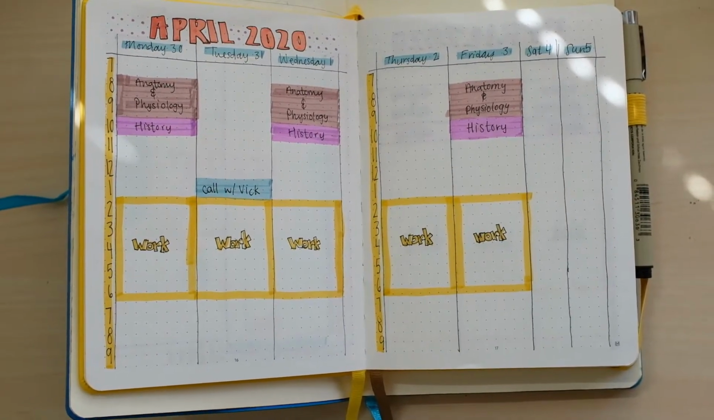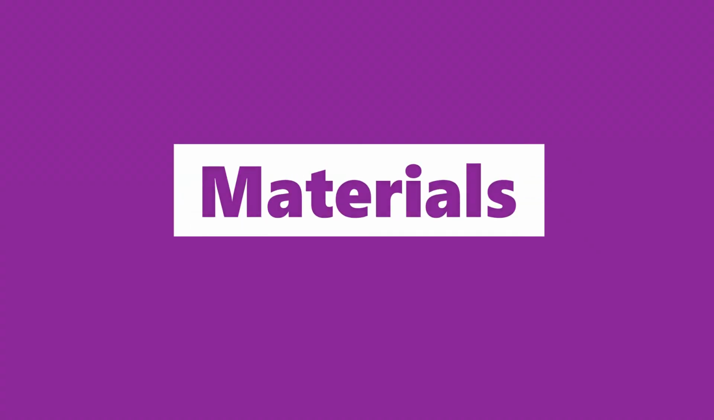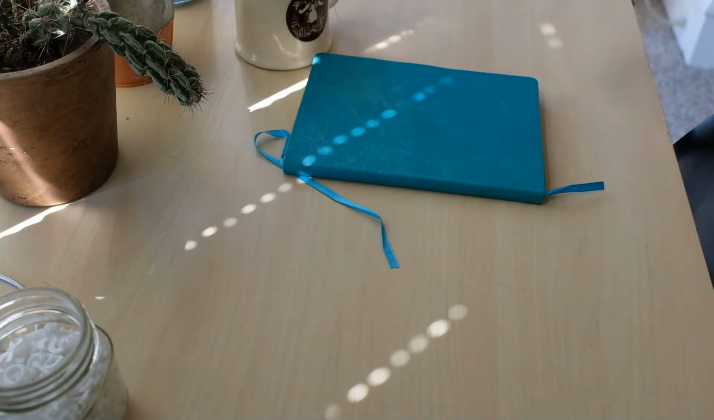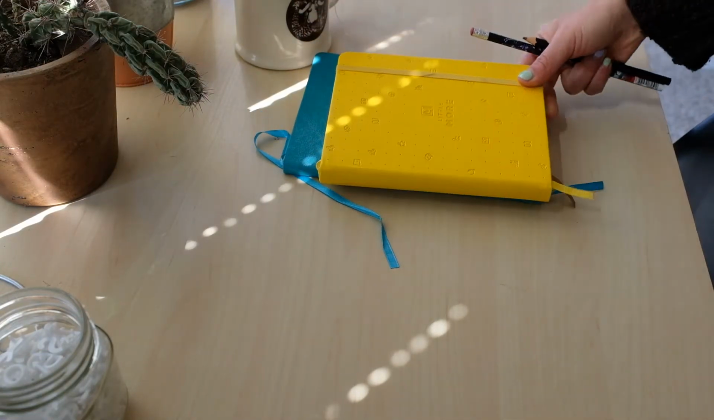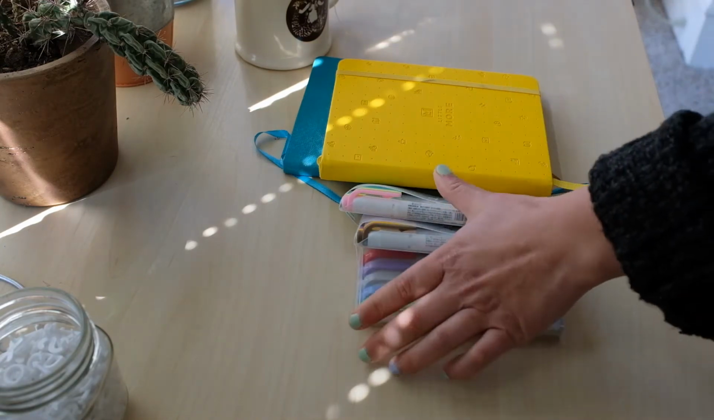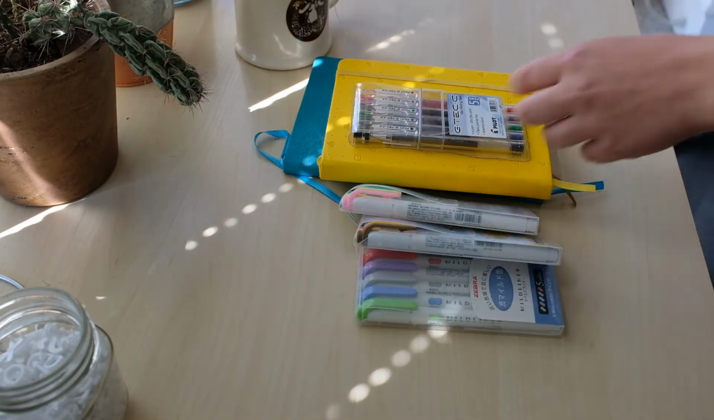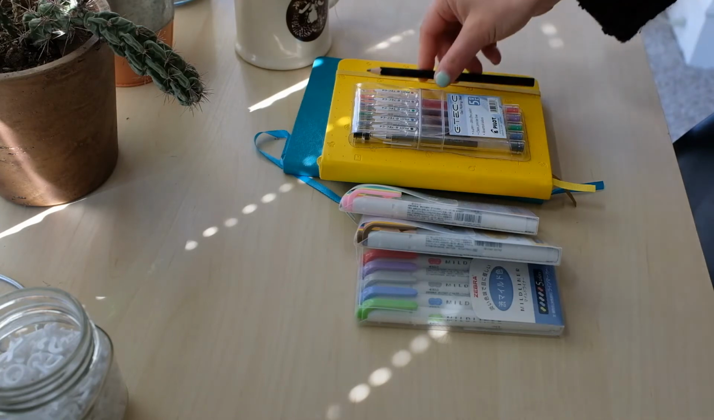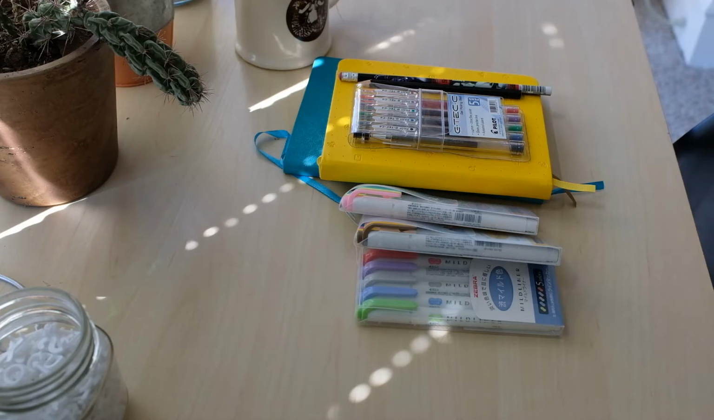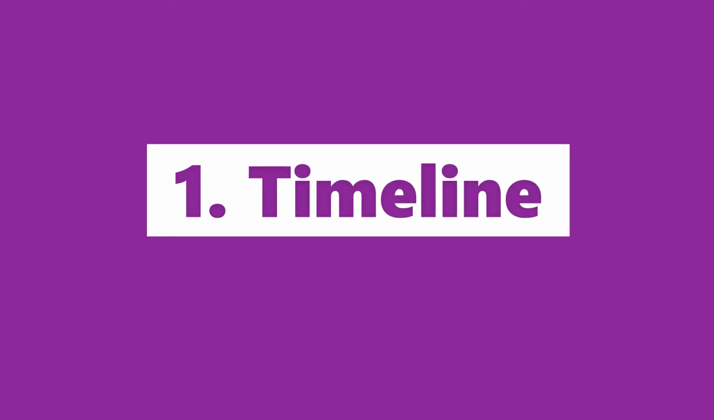So what you're going to need today is paper or a notebook or something like that. You're also going to need some markers and pens. Really any art supplies will work. Some people use paint, so you can get super creative with this and use really whatever materials or mediums that you want to. So starting off with the first method, we're going to be doing the timeline.